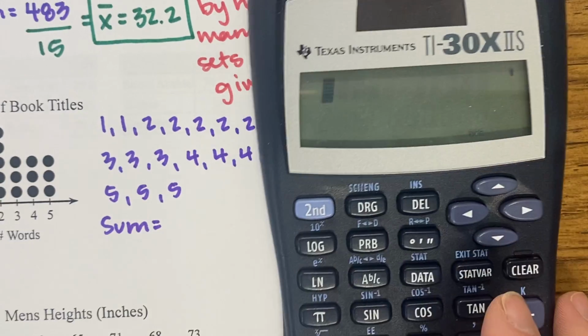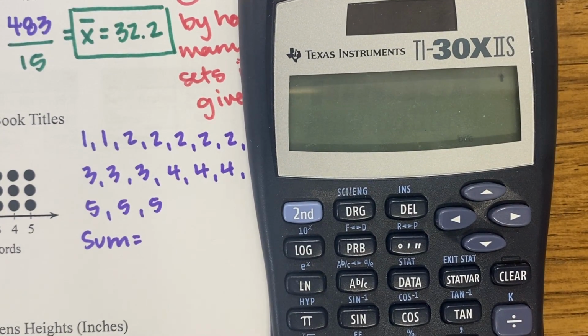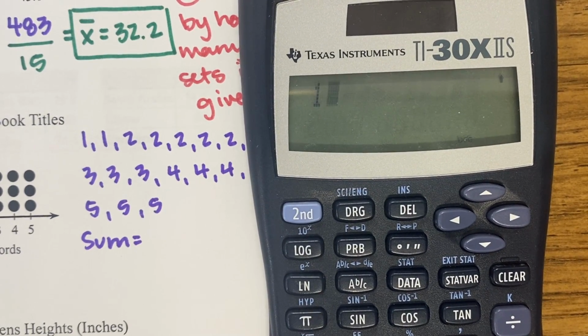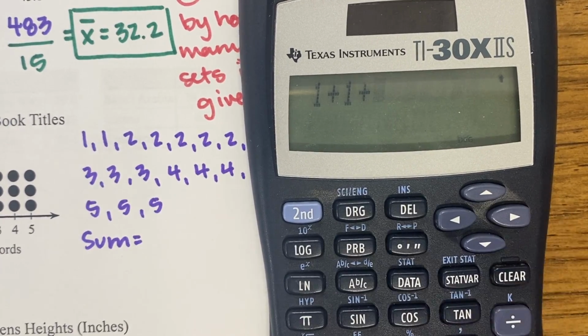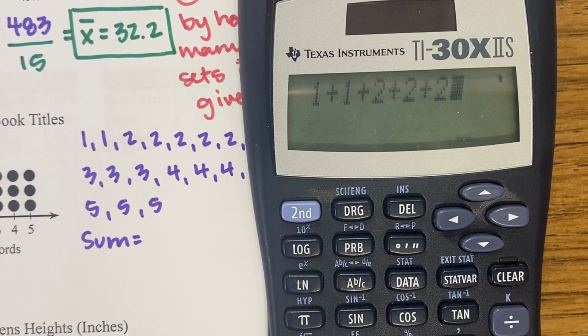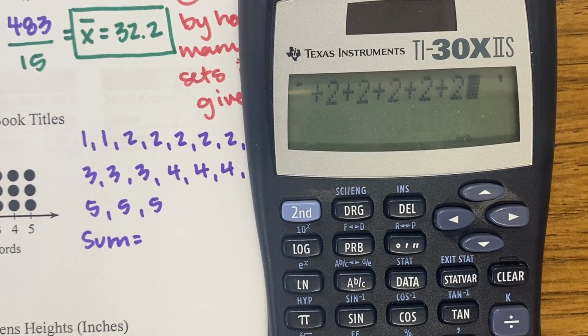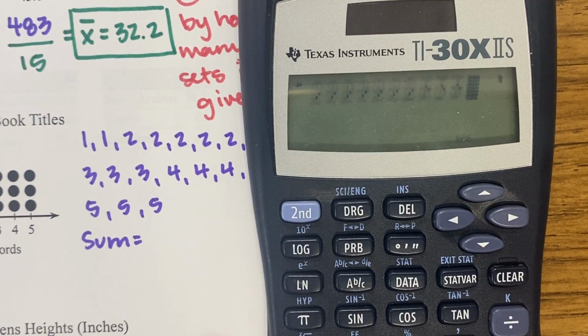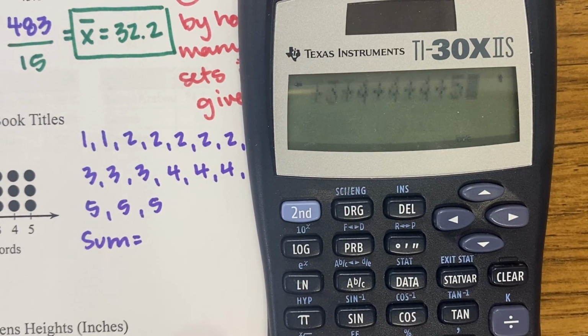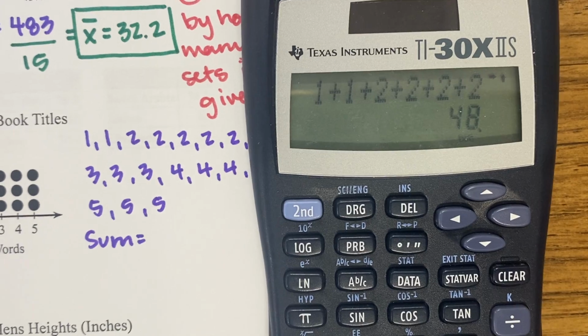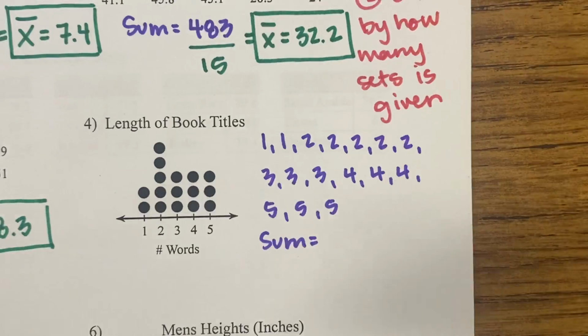Okay, so bring out my calculator. So I have 2 ones, 1 plus 1, plus 5 twos, 1, 2, 3, 4, 5, plus 3 3s, 1, 2, 3, plus 3 4s, 1, 2, 3, plus 3 5s, 1, 2, 3. And we get a total sum of 48.